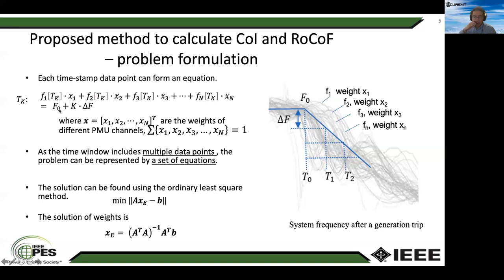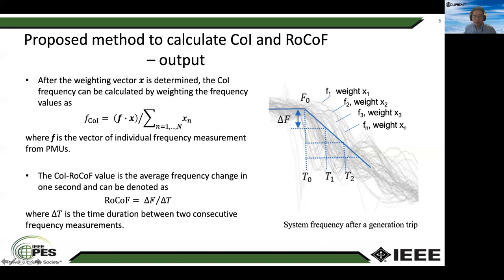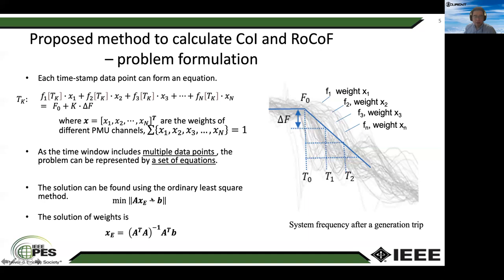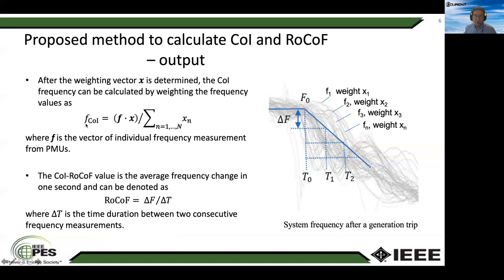F0 is the frequency at the start of the event, and delta f is the frequency decline at each timestamp during the time period. And we can have a lot of equations if we have multiple data points. So we can have a set of equations, then we can solve these equations using the alternating least squares method to find the weighting value for each frequency. And after we find it, we can obtain the COI frequency and also the RoCoF.